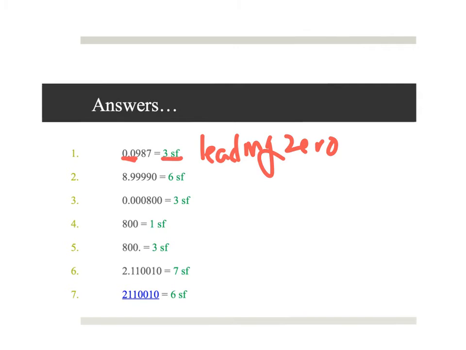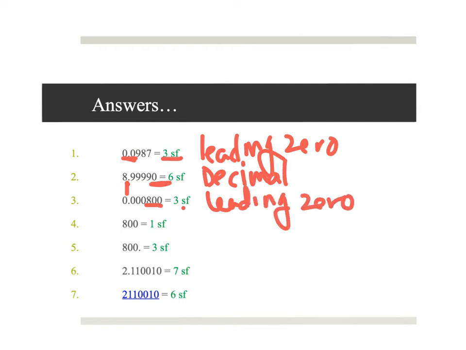In this case, 8.99990 has six significant figures. This zero does count because there's a decimal and it is following a non-zero digit. In this third example, the only significant digits are 8 and the last two zeros. All of these leading zeros don't count because they don't follow a non-zero digit. So there's only three significant figures here because we have leading zeros.